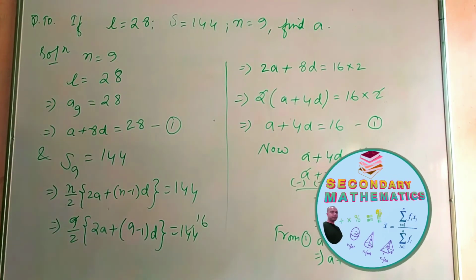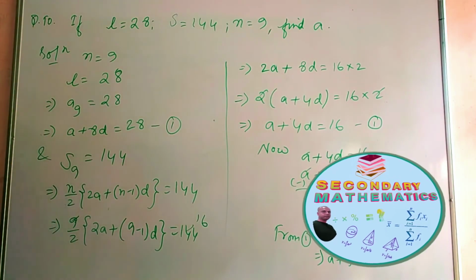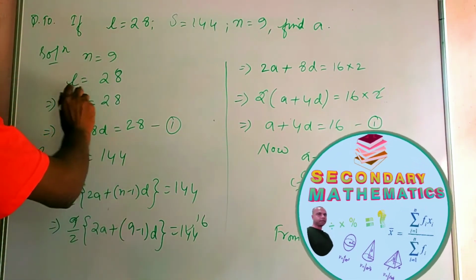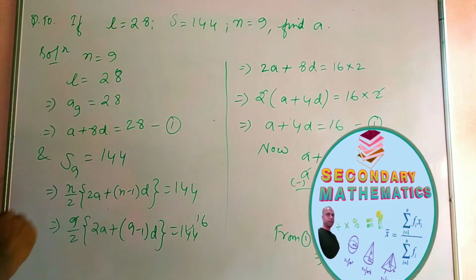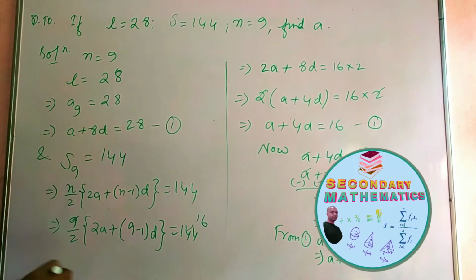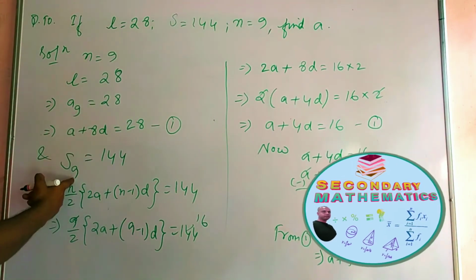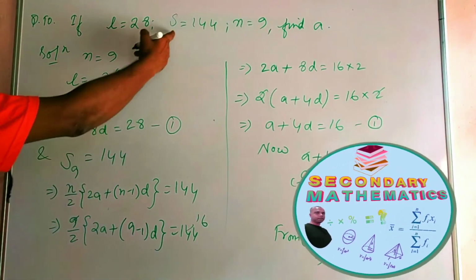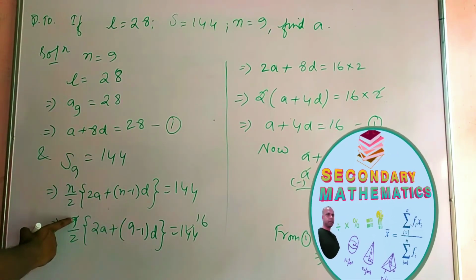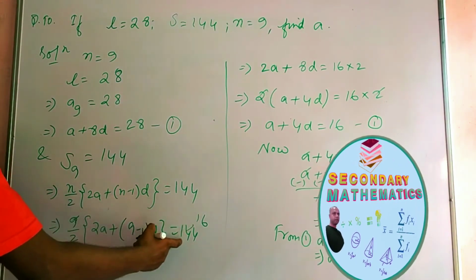Here is the problem: if l equal to 28, Sn equal to 144, n equal to 9, find a. We write the value of n as 9, l equal to 28. l means a9 is 28. So then it will be a plus 8d is equal to 28, which is equation number 1, and S9 will be 144 given in the question. So we write the formula, substitute the value 9. 9 16s are 144.